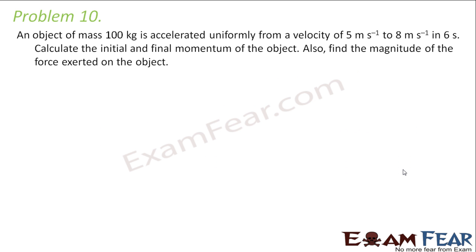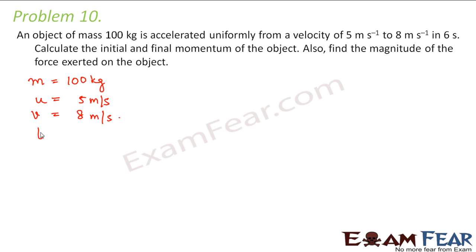Let us look at problem number 10. It says an object of mass 100 kg is accelerated uniformly from a velocity of 5 meter per second to 8 meter per second in 6 seconds. So you have an object of mass 100 kgs. Initial velocity was 5 meter per second, final velocity is 8 meters per second, and in how much time did this increase in velocity take place? 6 seconds. So we have to calculate the initial momentum, the final momentum, and also the magnitude of the force.